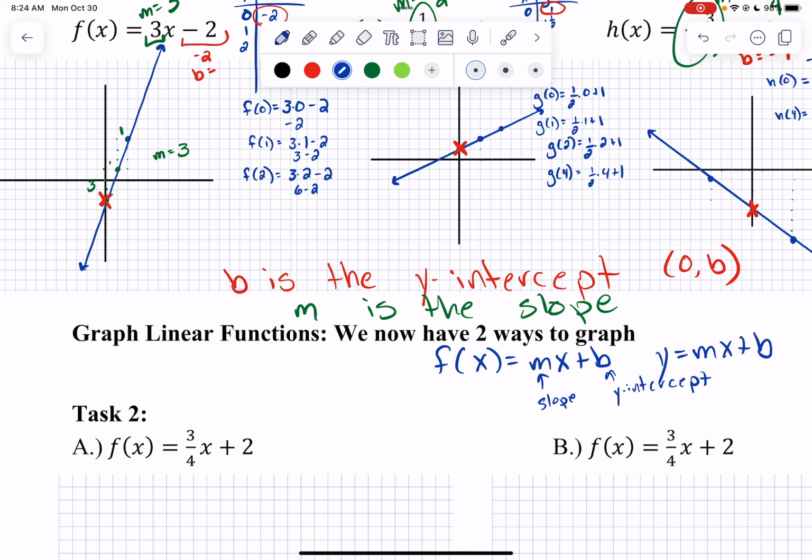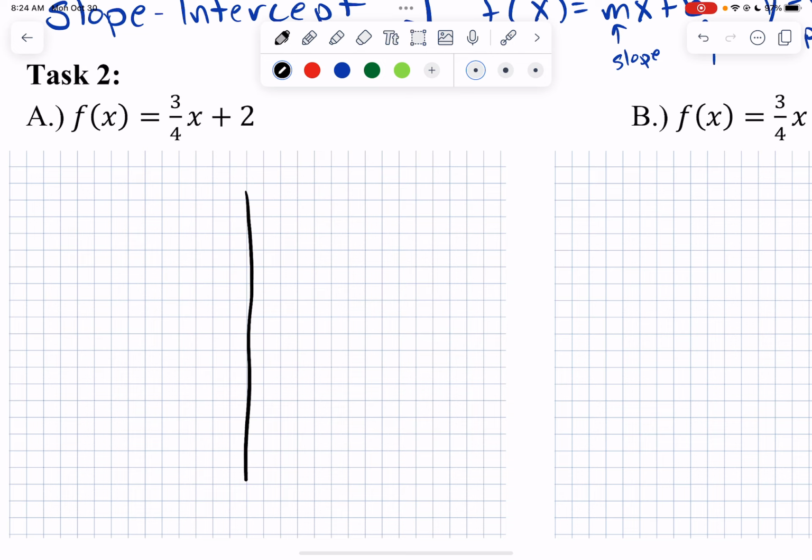Slope-intercept form, f of x equals mx plus b, or y equals mx plus b, is called slope-intercept form because we can look at it and find the slope and the y-intercept. So we can graph these old school. If I go ahead and graph this one, we're going to graph it two different ways.